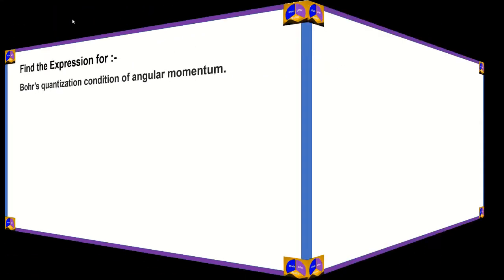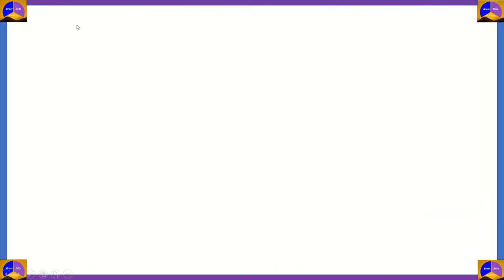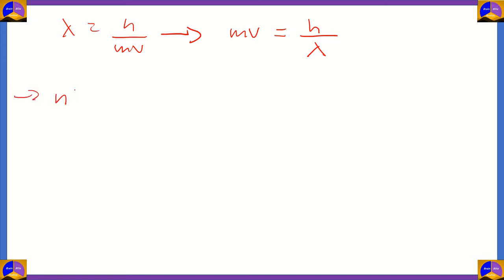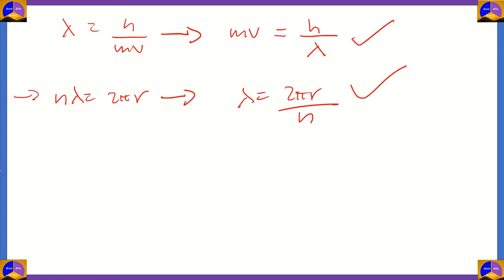First, we have de Broglie's formula, that is lambda equals h by mv. We're going to convert mv in terms of h, so mv will be equal to h divided by lambda. That is the first thing to do. Next, remember that we had the equation n lambda is equal to 2 pi r. We write it in terms of lambda, so lambda is equal to 2 pi r divided by n. And we're going to put both of these values into the third equation, that is L equals mvr.